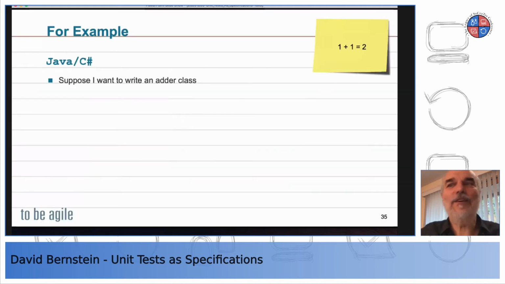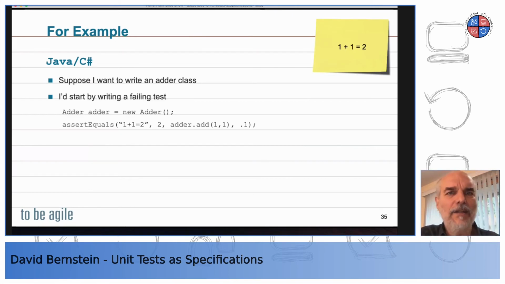So let's take a quick example in the 11 minutes I have. Suppose I want to write an adder class. And I know that every language supports addition, but maybe I want to write an adder class just for whatever reason. So I'm going to start by writing a failing test. My test is going to have the code in here that says new adder. So I'm going to create a new adder, and then I'm going to assert that when I call the add method with the parameters 1 and 1, it's going to return the value 2. Basically, that's what this assert is saying.